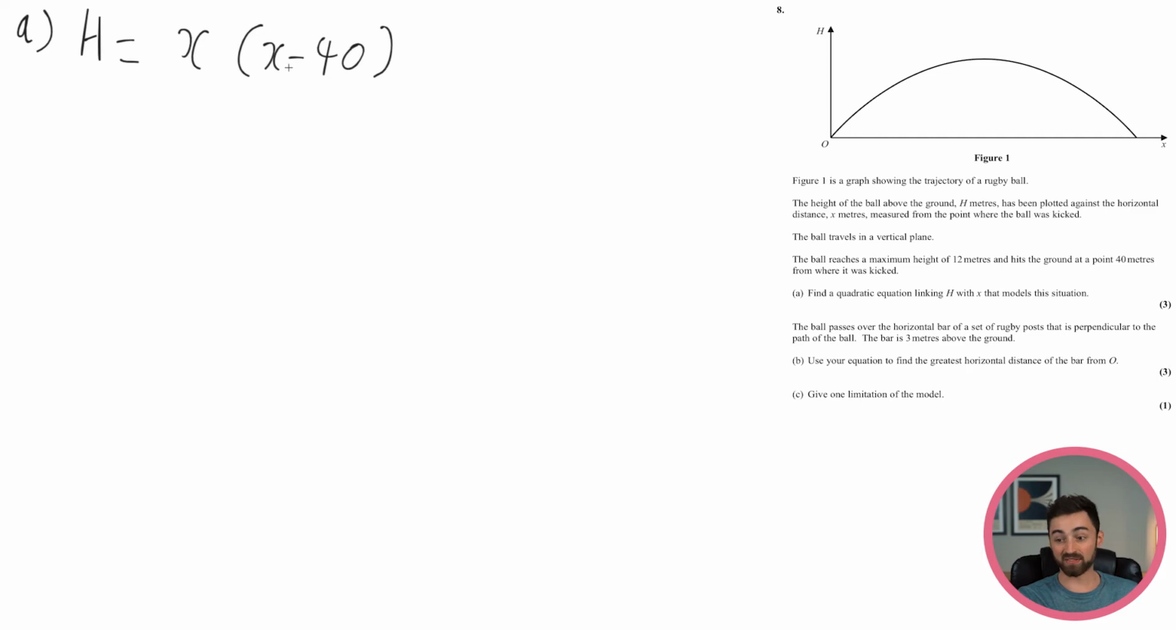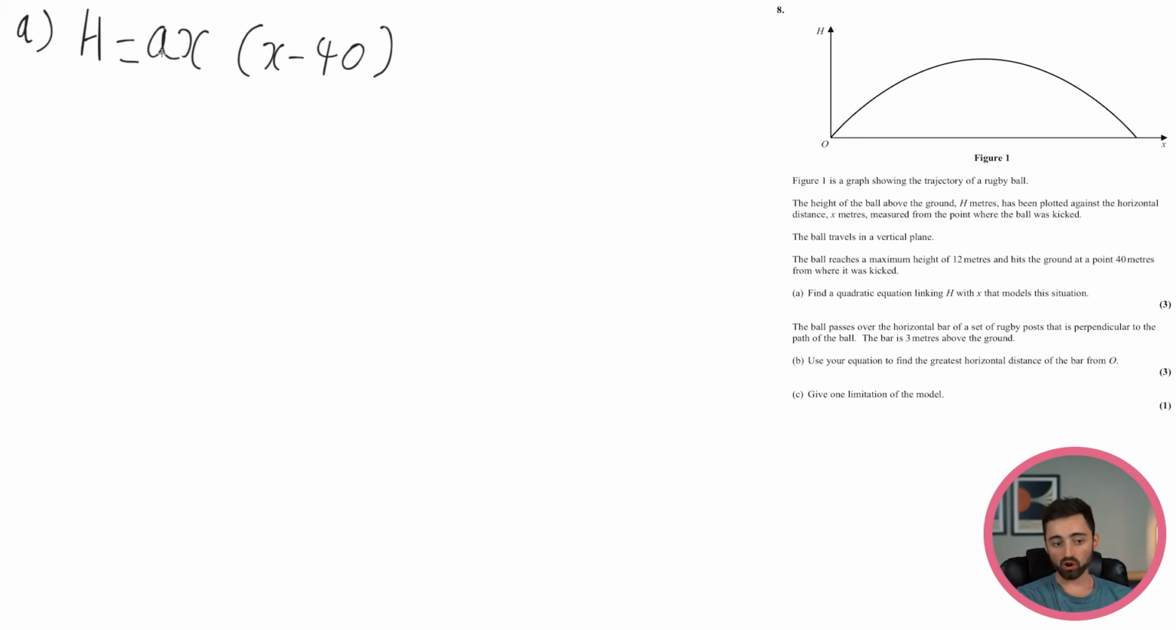Here, this satisfies both of the points where it hits, but I've not yet incorporated the fact that it reaches a maximum of 12. So I'm going to need a constant out front here, because I can't add anything on here, because then it wouldn't be 0 at these points. So I'm going to need to be times by some constant. Call it whatever you want. A. Let's call it A.